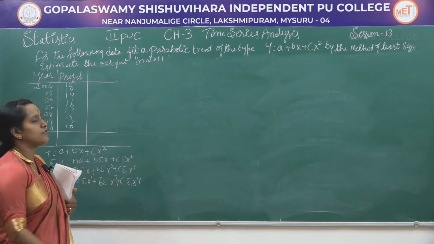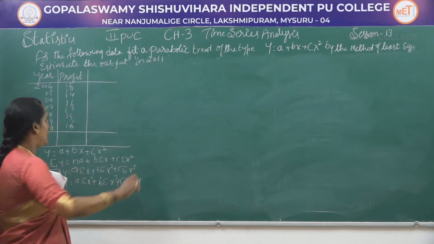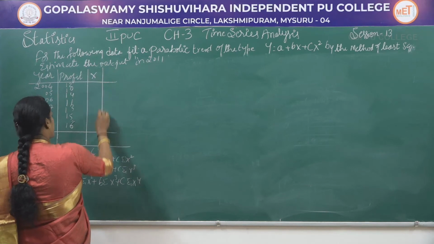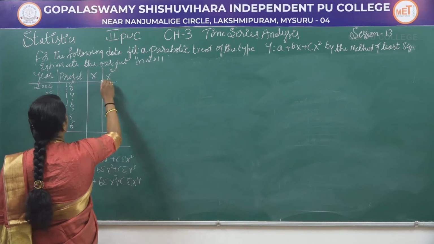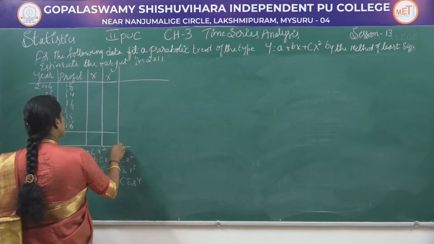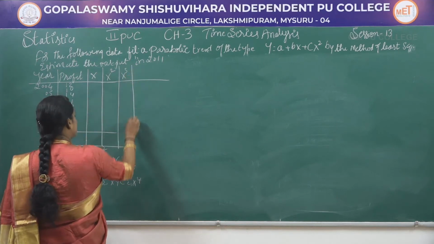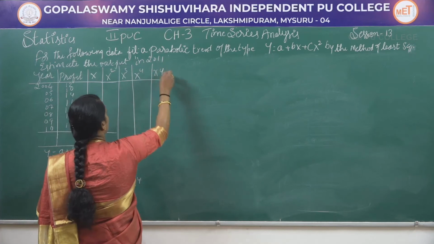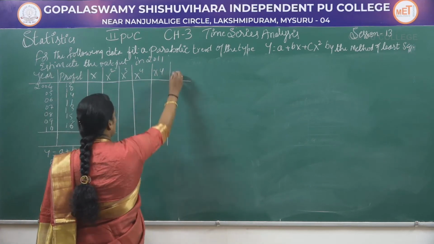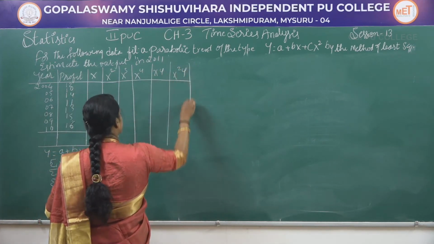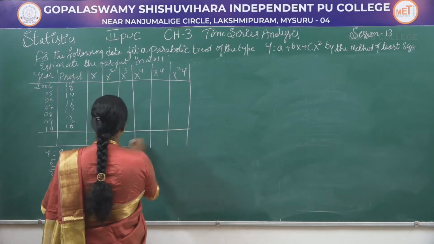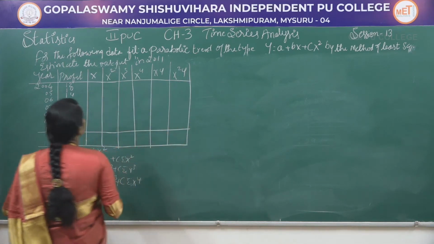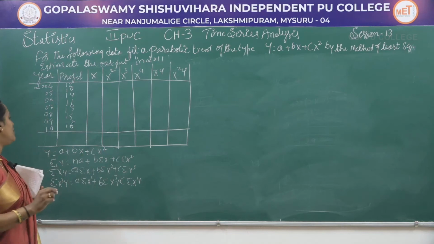Next step is we have to complete the table. That is x, x square, x cube, x power 4, x into y, x square y. Okay, complete the table with the values.